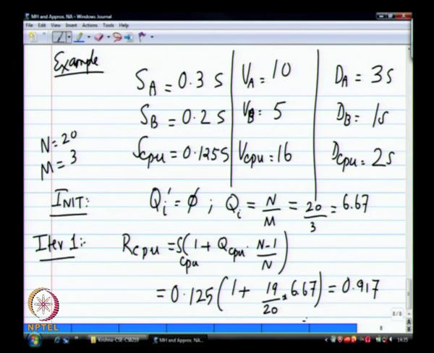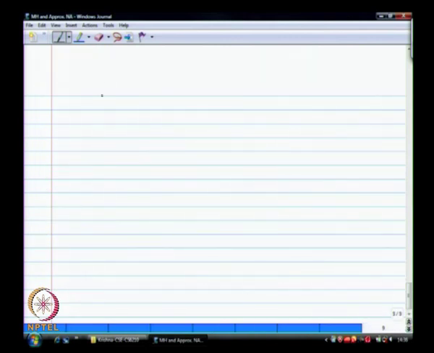Okay. So the book was wrong and I was also wrong in my computations. I also ignored the fact that 19 by 20 was ignored. So the book actually has this as 1 plus 19 by 20 into 6.67, that is 6.67, right? Okay, let us compute the next one.